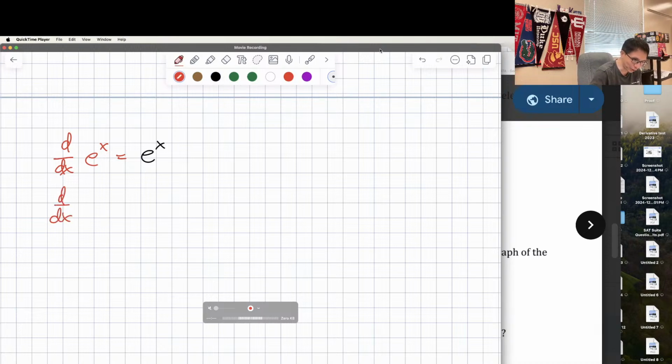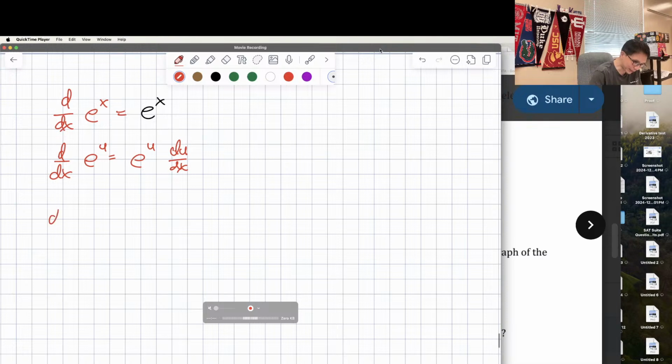Okay, derivative of e to the anything other than x, then it's going to be e to the u du dx. So how would I take a derivative of this? e to the negative 3x. What do you think e to the negative 3x is going to be?